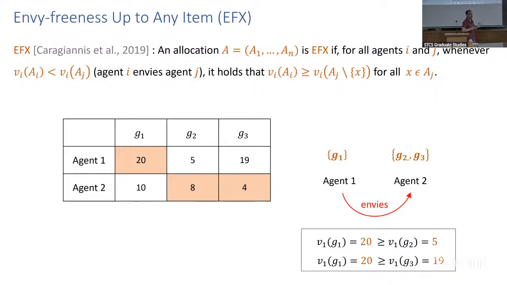And this is hypothetical removal of an item. We are not actually removing an item. We are just assuming that if this item is removed, then the envy should get eliminated. Okay, so now the question is, do envy-free allocations exist?